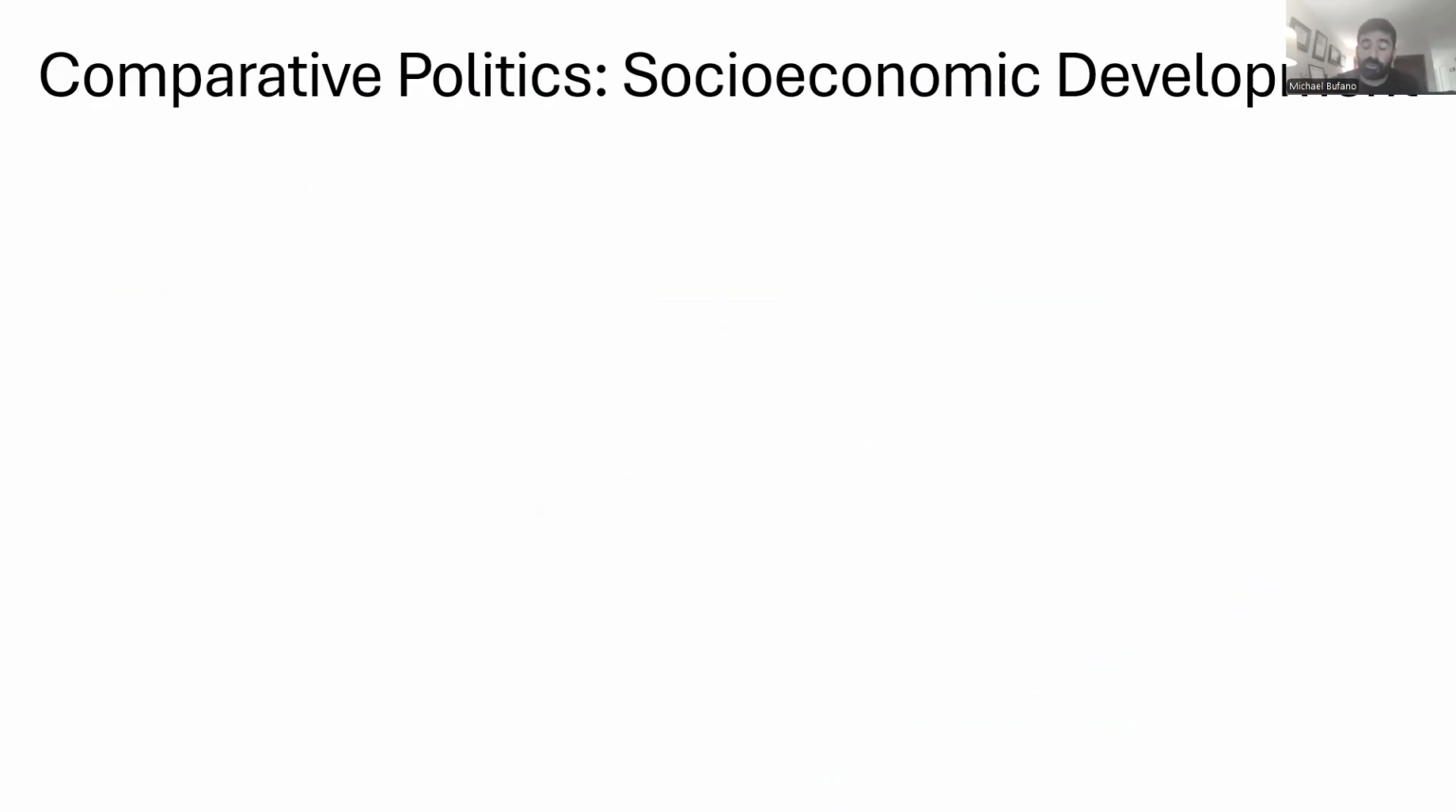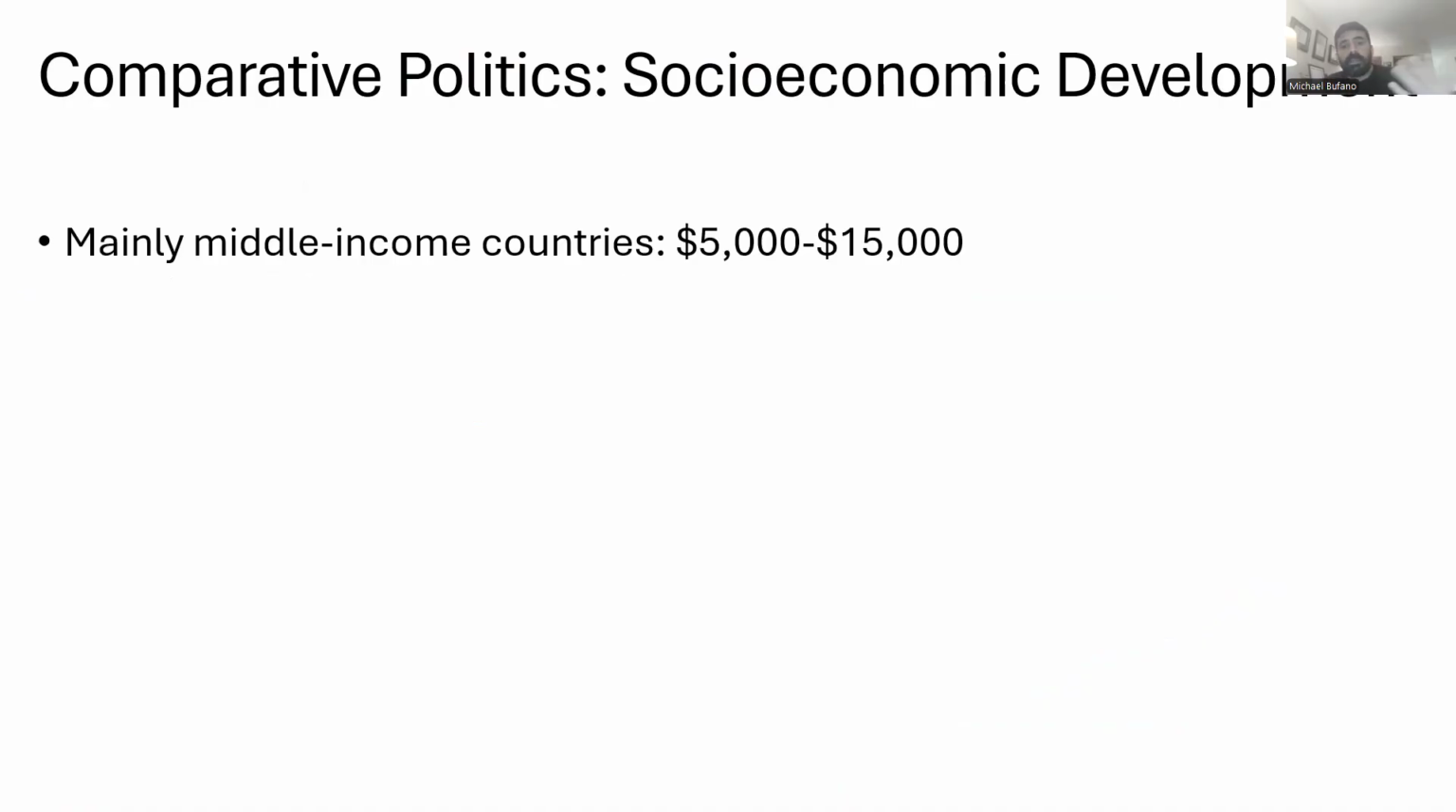So we can compare countries economically. Most of these countries tend to be what's called middle income countries. That is, they're between $5,000 to $15,000 a year. They tend to be wealthier than countries on the African continent, which tend to have incomes that are below $2,000 a year, but they tend to be poorer than economically developed countries such as the United States, Germany, France, Japan.